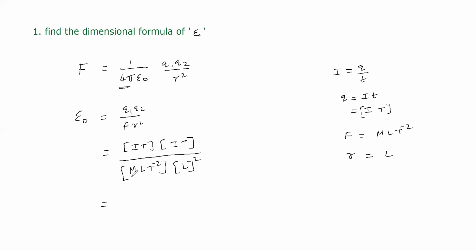Now see here, this M we take to the top, so M power minus 1. Here 1 L is there and here L power 2 is there, so altogether L power 3, which goes up, so L power minus 3. Here T power minus 2 goes up, so T power plus 2, and here one T and here one T, altogether T power 4. And here one I and here one I, so I power 2. So the dimensional formula of epsilon naught is M power minus 1, L power minus 3, T power 4 and I power 2.